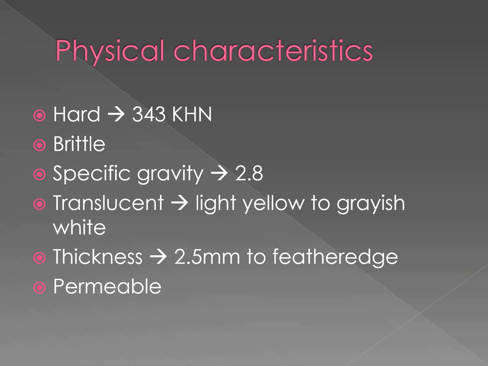The thickness varies in different parts. It is around 2.5 millimeters at the posterior cusp tips, and at the cemento-enamel junction, they are feather edged. Enamel is not totally impermeable. It allows diffusion of molecules. This is an important factor because, due to the permeability, it allows fluoride to get incorporated, which has the tendency to make the enamel harder.